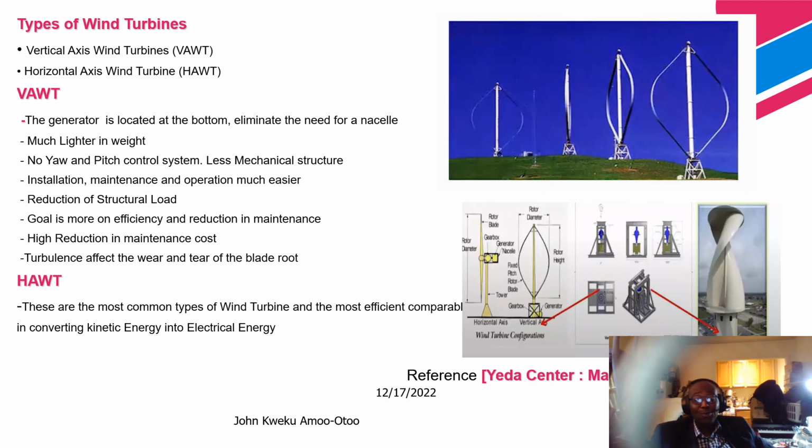If you compare this picture to the horizontal axis wind turbine, you can see that we definitely have less mechanical structure. For installation, maintenance and operation, it is much easier. As you can see from the picture, with comparably fewer mechanical structures, it's going to be much easier to install, operate and maintain this type of wind turbine. In terms of structural loading, with fewer mechanical members and structures, the structural loading is much reduced comparably.